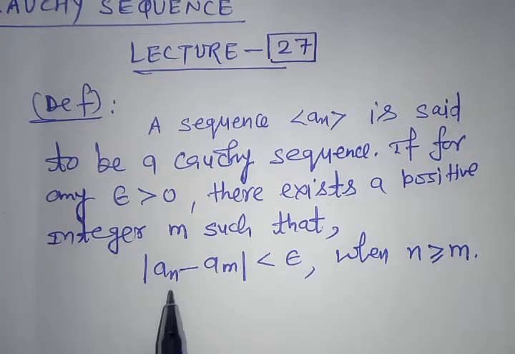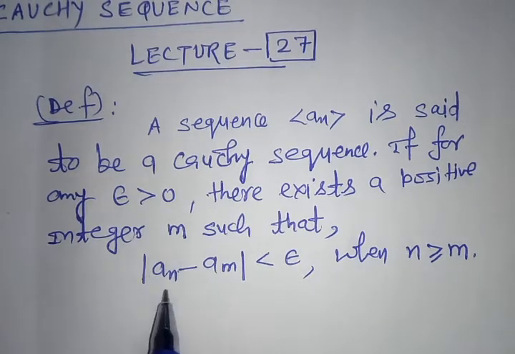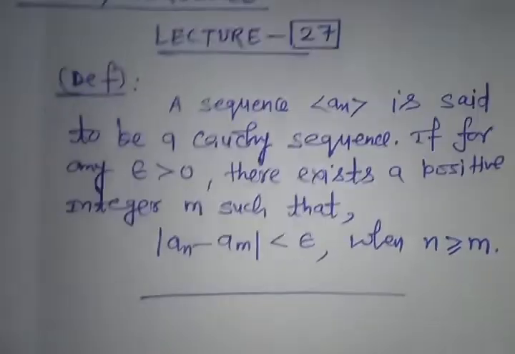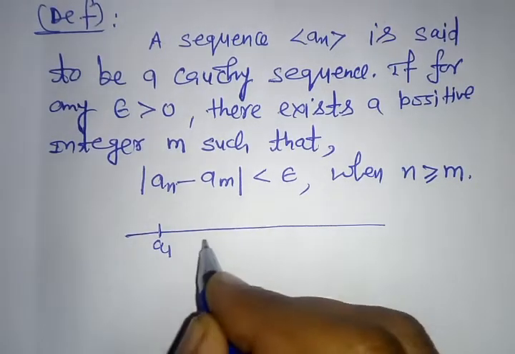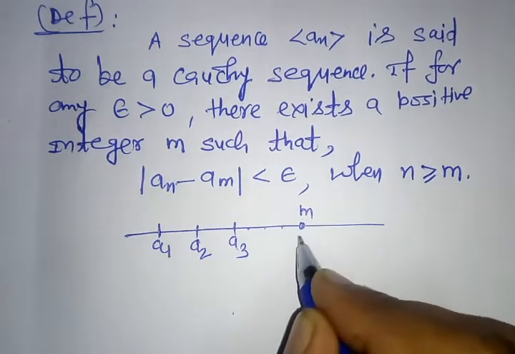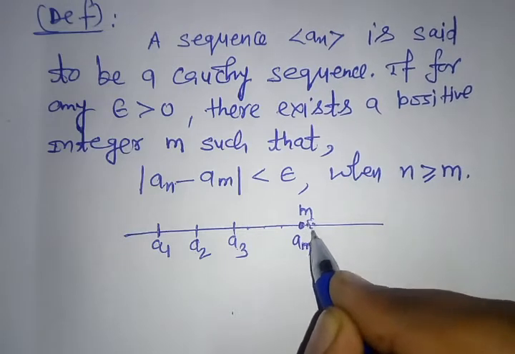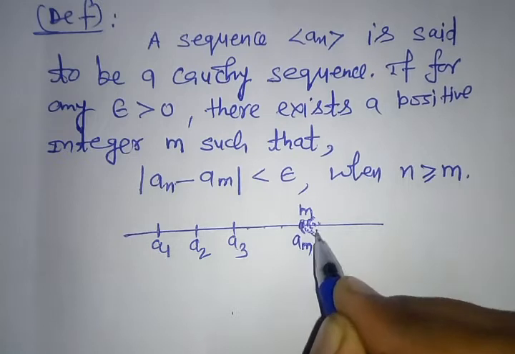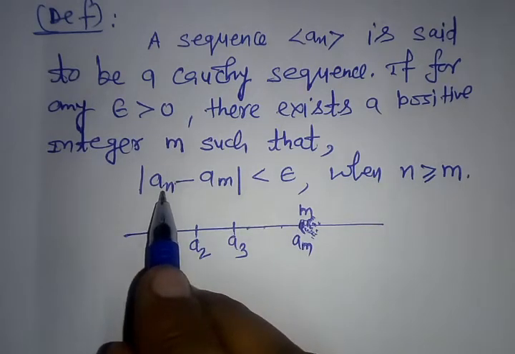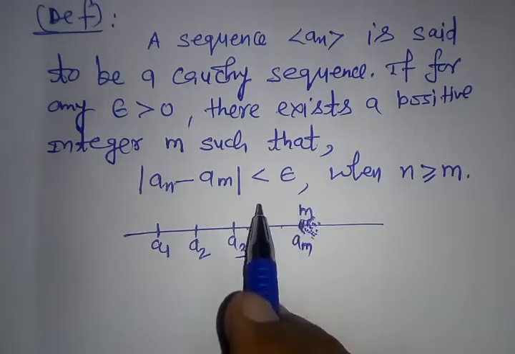Or, if the terms of the sequence after point m are very near, then the sequence a_n is said to be a Cauchy sequence. For example, if I take the terms of the sequence, suppose this term is a1, this term is a2, this term is a3, and suppose here I get m, and this is a_n. After that m, the terms of the sequence are very near. All these terms are here. That is, after fixing m, the distance between any two terms of the sequence is less than epsilon.